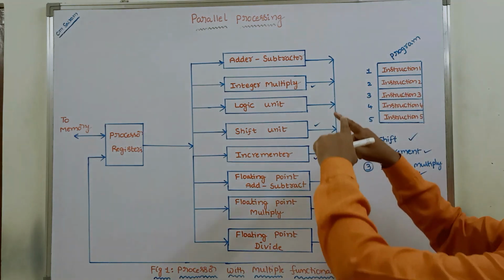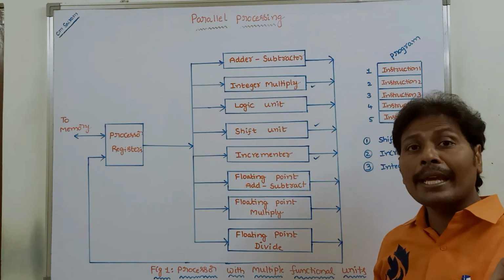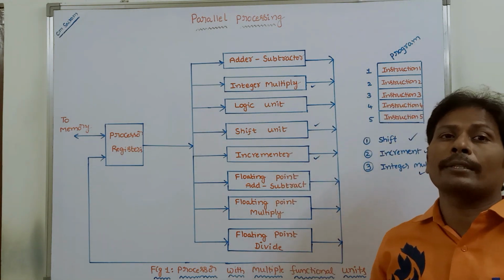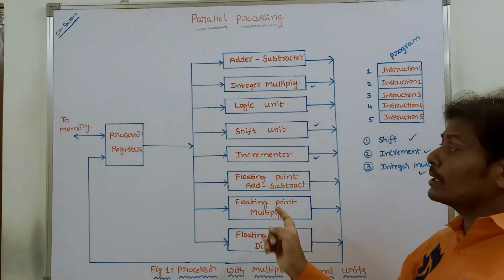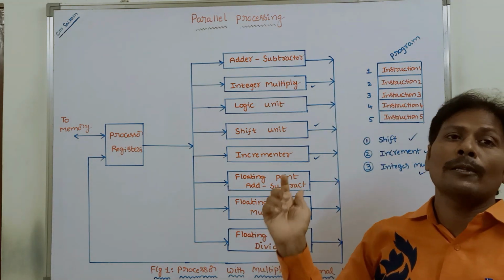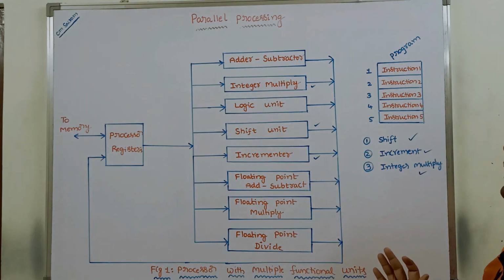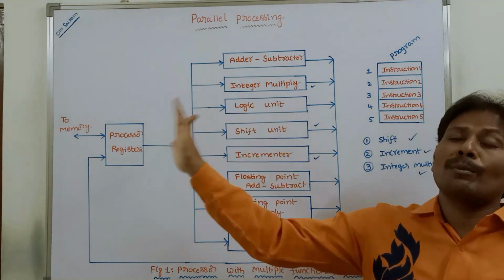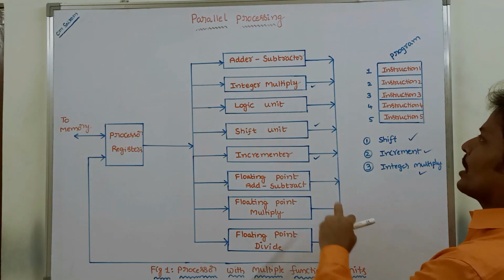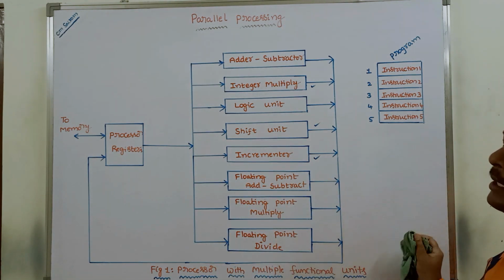Okay, so by executing 8 instructions by using a single ALU, all 8 instructions are executed at the same time, so the execution time is also reduced. Throughput of the system is also increased. 8 programs are executed at the same time, and performance of the system is also increased. Okay, so this is the description of the processor with multiple functional units.